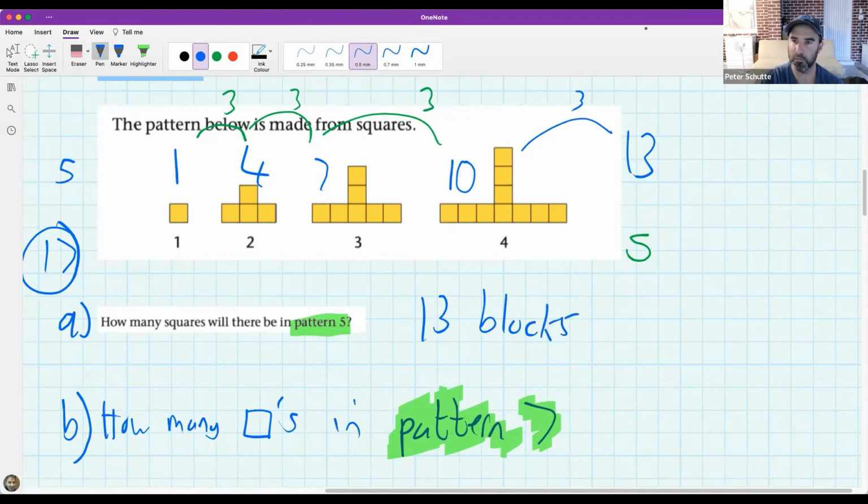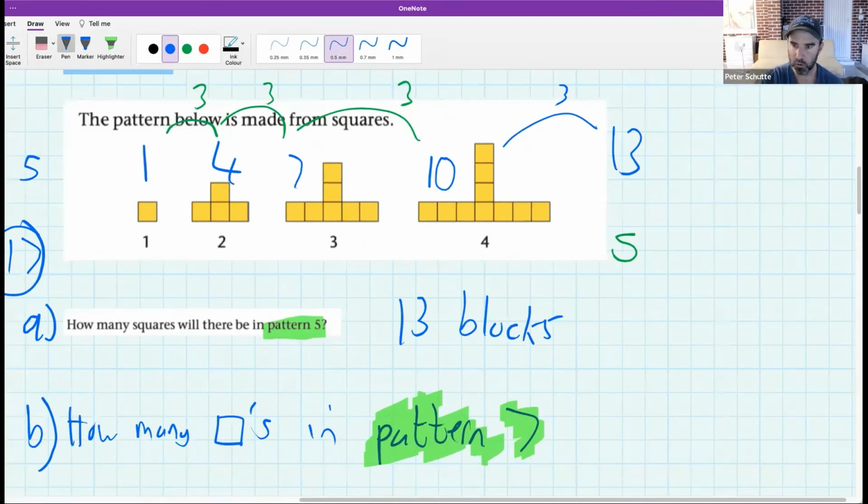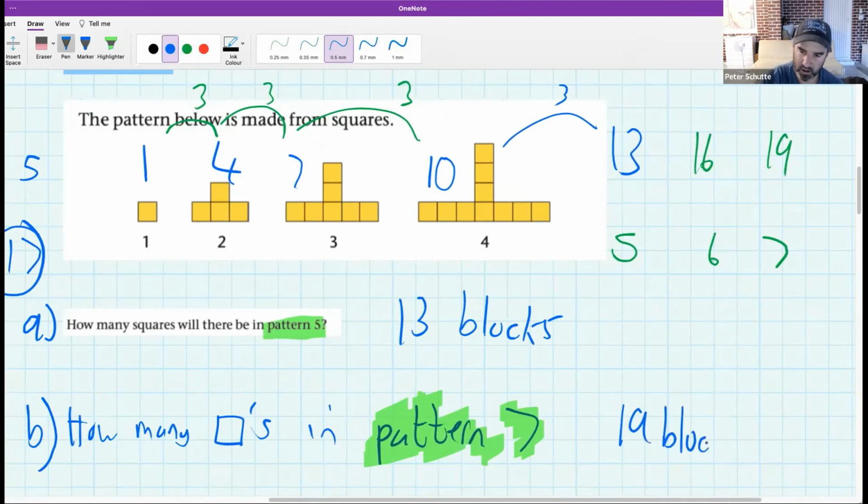Now, what about pattern 7? Well, pattern 7 will be 2 more jumps in the sequence. And so if I go 3 more, I'll get to 16. And then there I'll get to 19. And so there should be 19 blocks for pattern number 7.